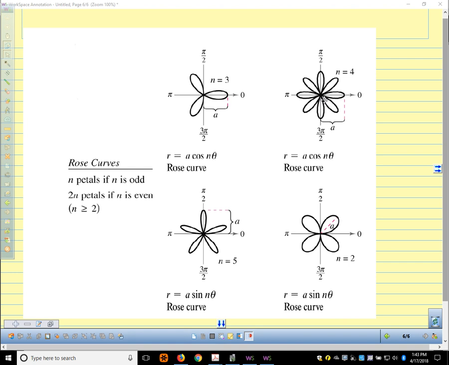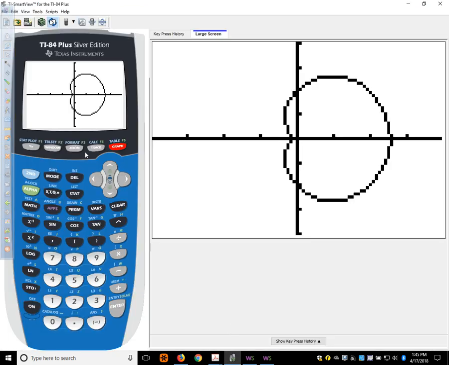All right. Questions? Now, if you're interested, if you start graphing different polar functions.